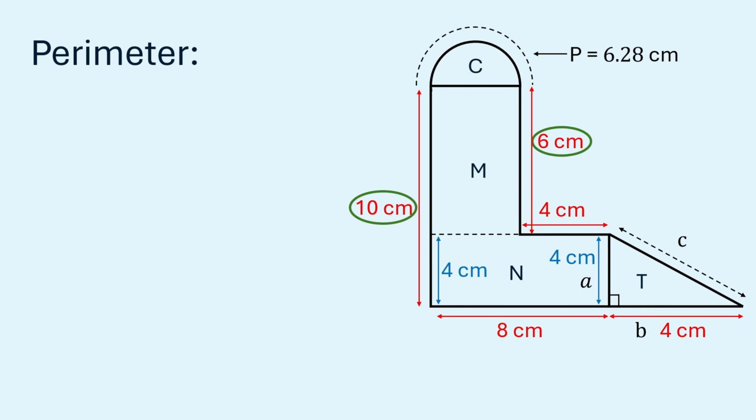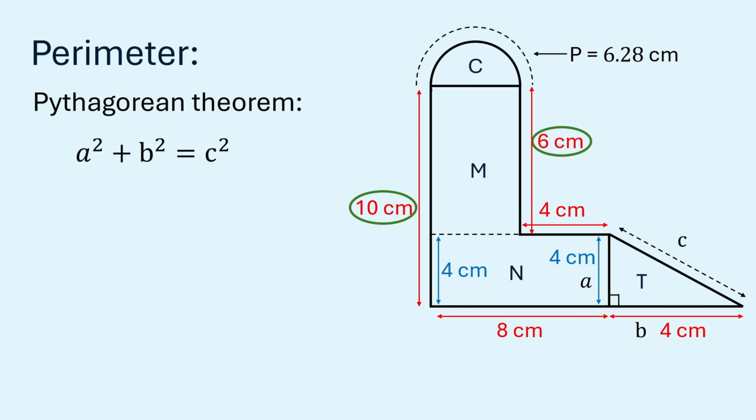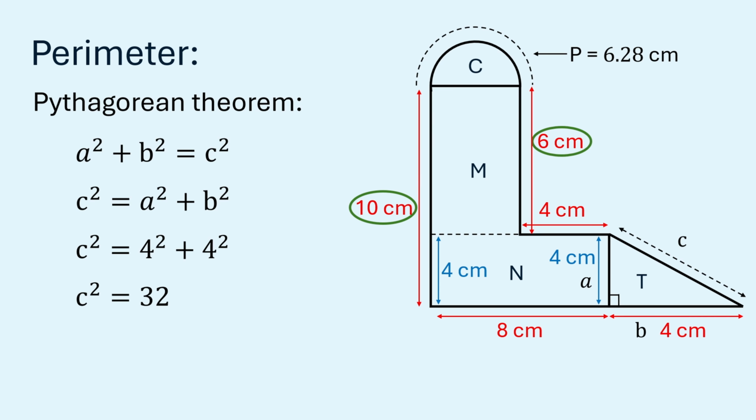Therefore, side A of triangle T measures 4 cm. Now that we have the lengths of sides A and B of the right triangle, we can apply the Pythagorean theorem. A squared plus B squared is equal to C squared. So, C squared is equal to A squared plus B squared. So, C squared is equal to 4 squared plus 4 squared, which is equal to 32. So, C is equal to 5.66 centimeters.